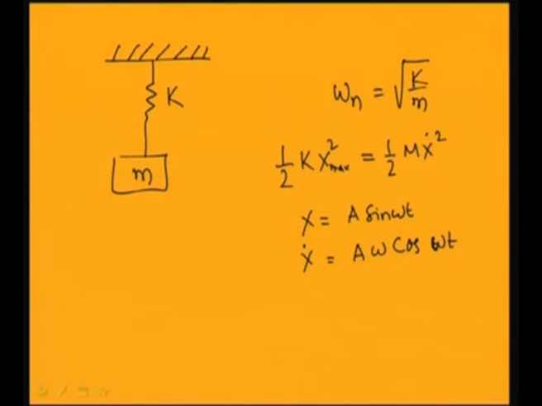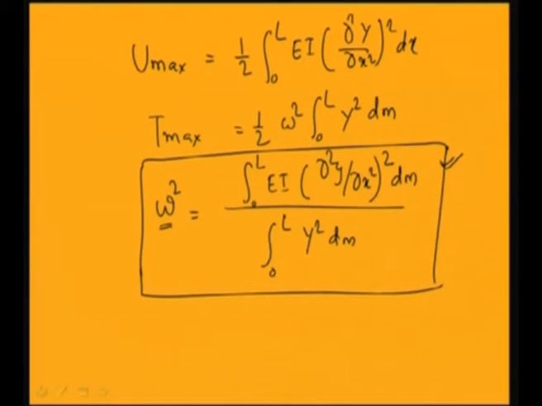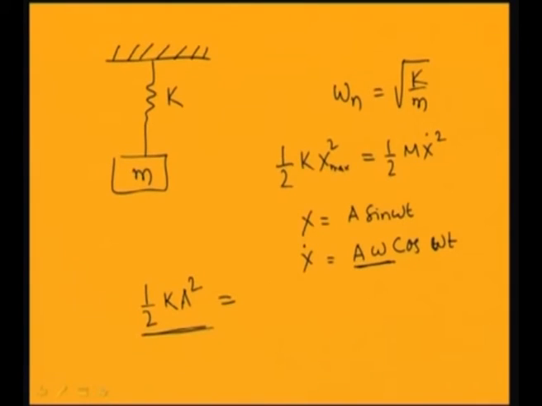The maximum potential energy will be equal to half k x square. So x will have a maximum value equal to a, so this becomes half k a square. This is the maximum potential energy of the system, and it will be equal to the maximum kinetic energy. The maximum velocity will be a omega, so the maximum kinetic energy of the system will be equal to half m a square omega square.